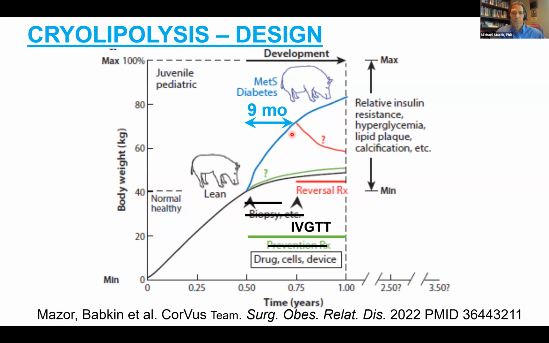And this was not a prevention trial at all. They didn't use drugs and cells, but they did use their device to do the cryolipolysis. And so this reversal treatment was not over the entire period here.